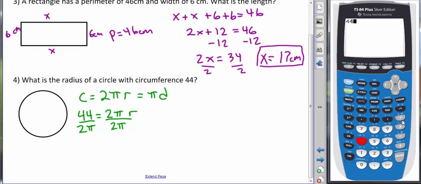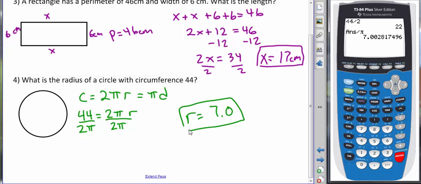One would be 44 divided by 2, and then you press enter, and then you divide by pi, and that gives you a good answer. So we got our answer. I'm going to go ahead and write it down. The radius is about 7.0, and we don't know what kind of units it is, so I'm going to leave that blank. You could write units, the word units, if you'd like.